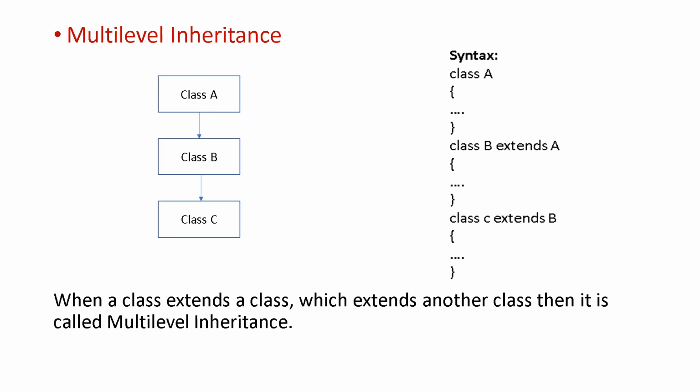Multi-level inheritance. That is, different levels will be there. From A, B is derived and from B, C is derived. So in class A, you write the methods and the variables, then class B is extended from A and then C is extended from B. That's all.